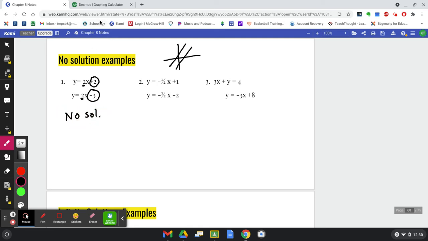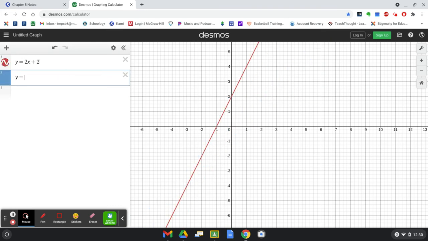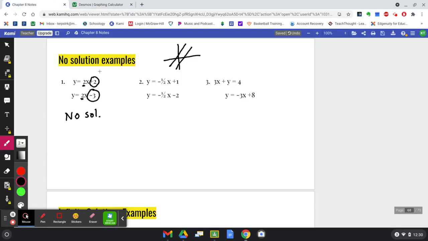And I can look, y equals 2x plus 2, y equals 2x minus 3. Right? And I can see those are parallel. They're never going to intersect, right? So if you don't recognize it, you can graph. Okay, again, here's another example. Same slope of negative 1/2, different y-intercepts. They're going to be parallel.